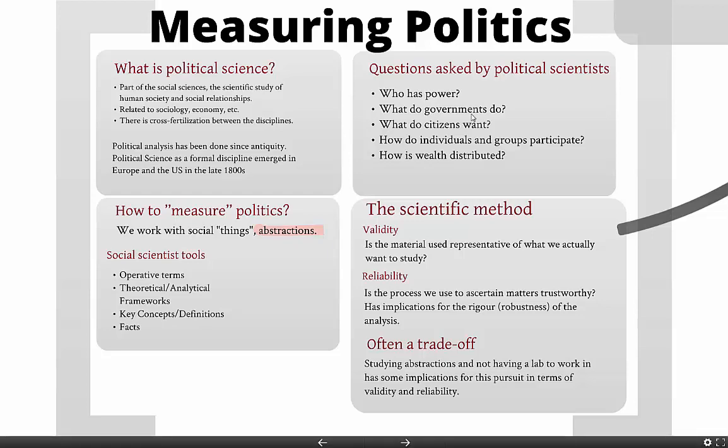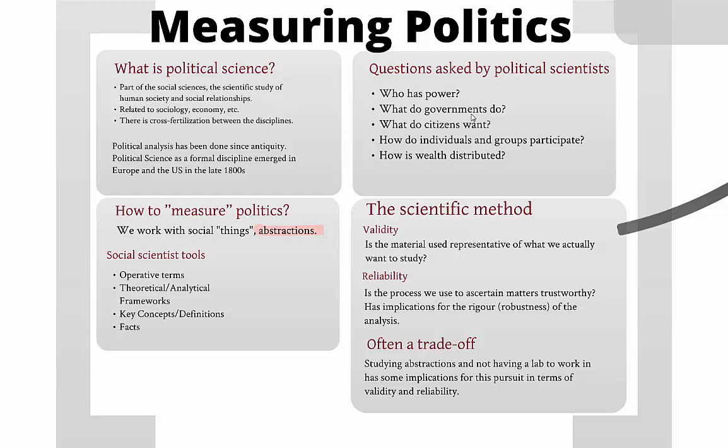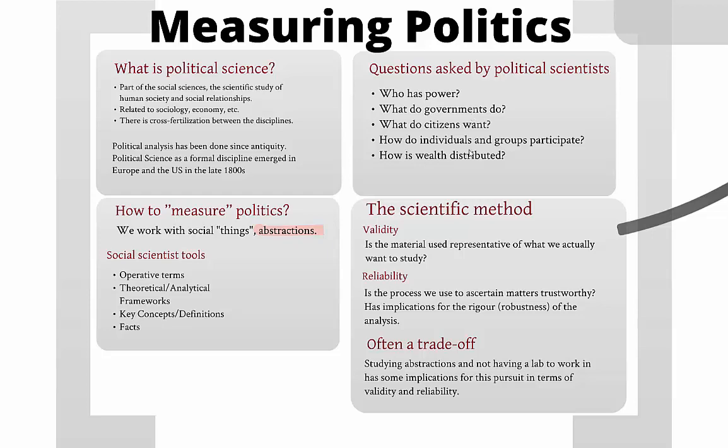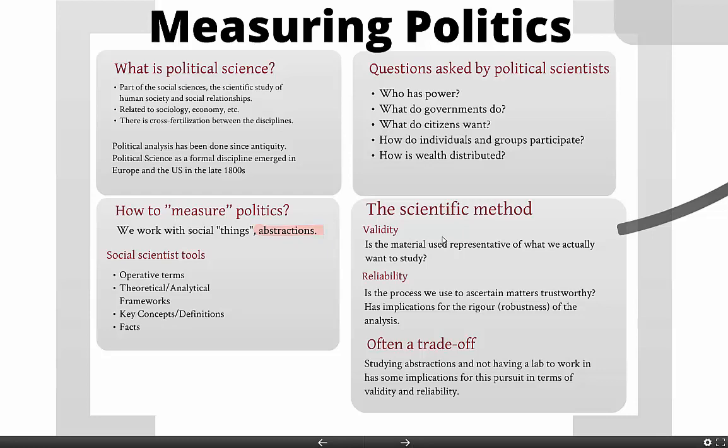So questions then that political scientists will ask include: who has power? What do governments do? What do citizens want? How do individuals and groups participate? How is wealth distributed? All of these questions will be asked. And we try to use the scientific method, of course. The tricky bit here is that there are two key components: validity and reliability.